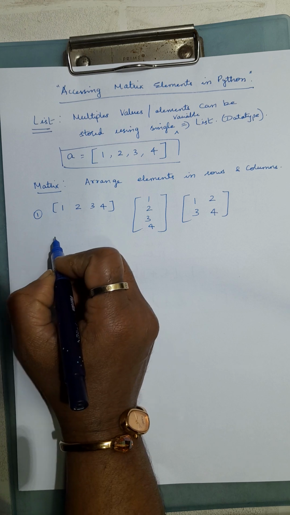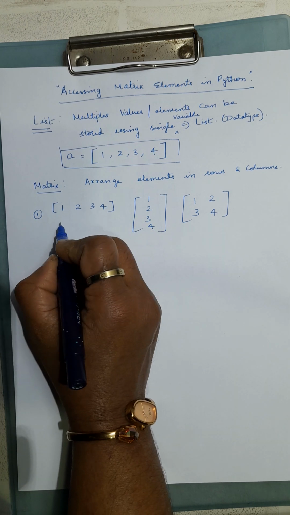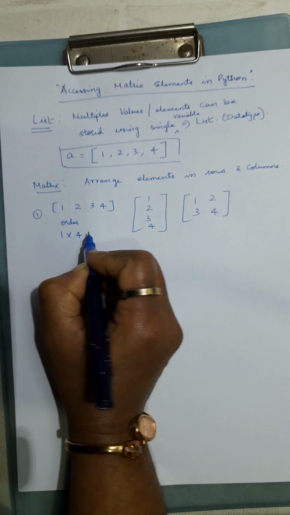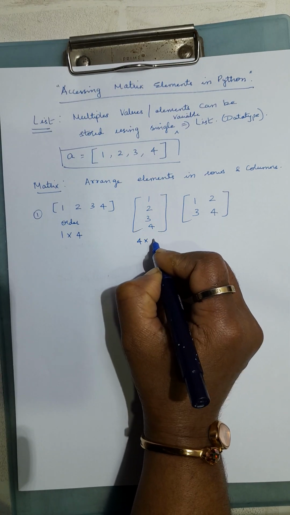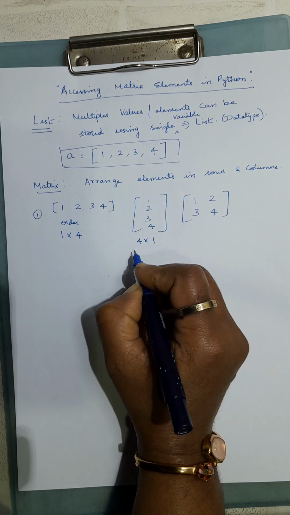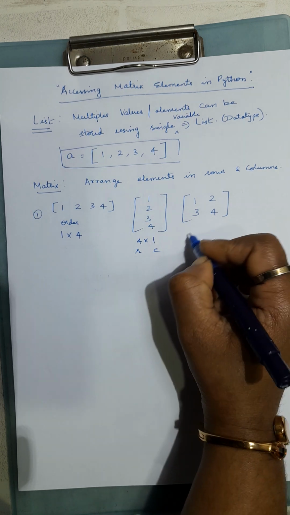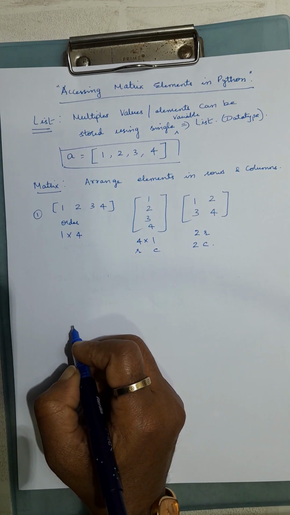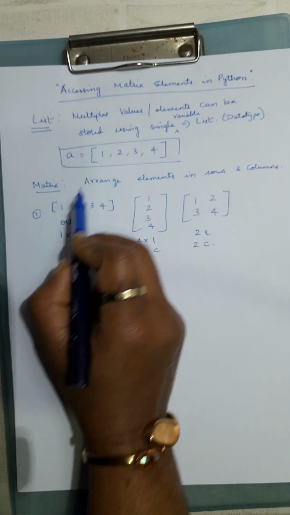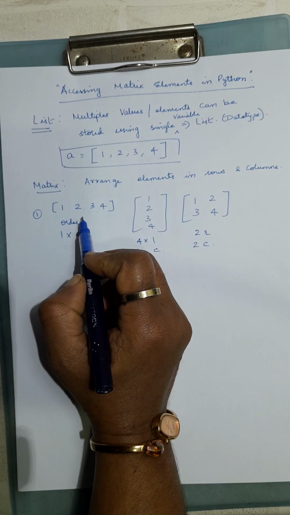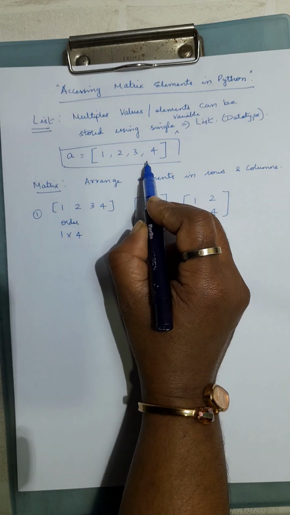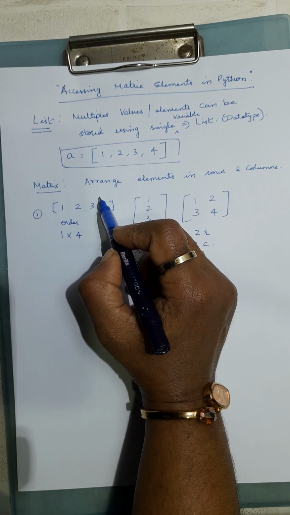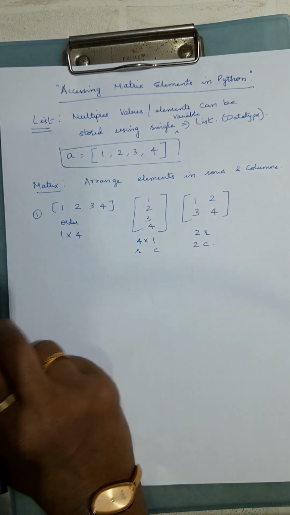In the first structure, the order of the matrix will be 1 cross 4, 1 row 4 columns. Second, 4 by 1, 4 rows 1 column, and the third, 2 rows and 2 columns. So this is how we represent it. See, the representation of the list and the matrix is in the same form. This is a one dimensional array, and a one dimensional array can be stored using the list concept.